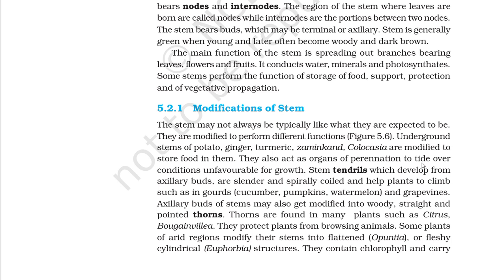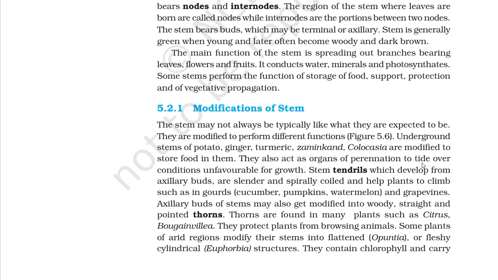5.2.1 Modifications of stem. The stem may not always be typically like what they are expected to be. They are modified to perform different functions. Underground stems of potato, ginger, turmeric, zamikand, colocasia are modified to store food in them. They also act as organs of perennation to tide over conditions unfavorable for growth.